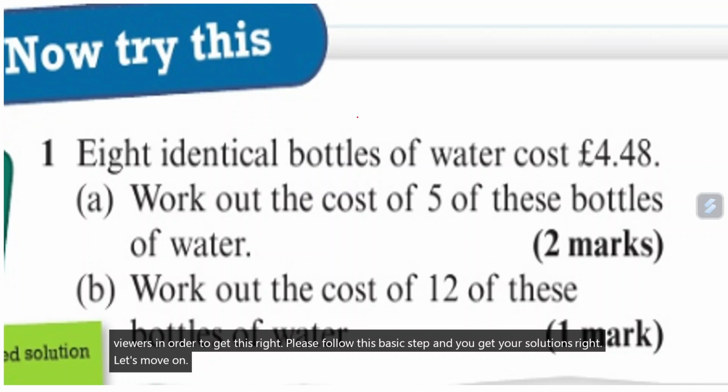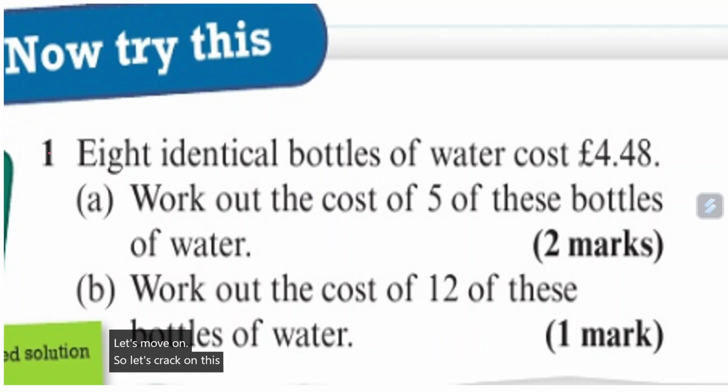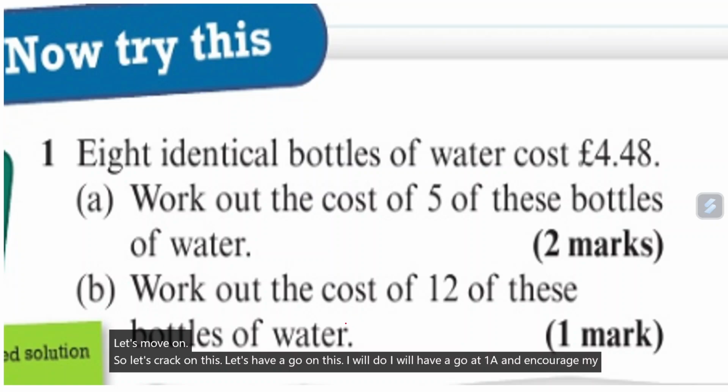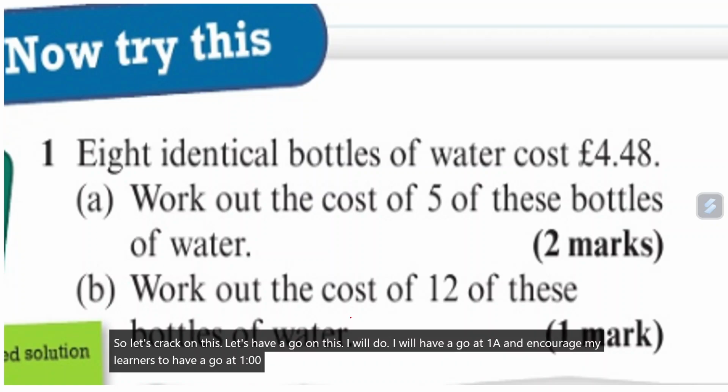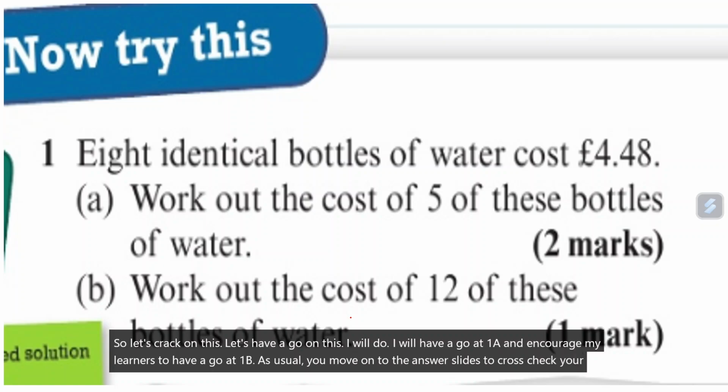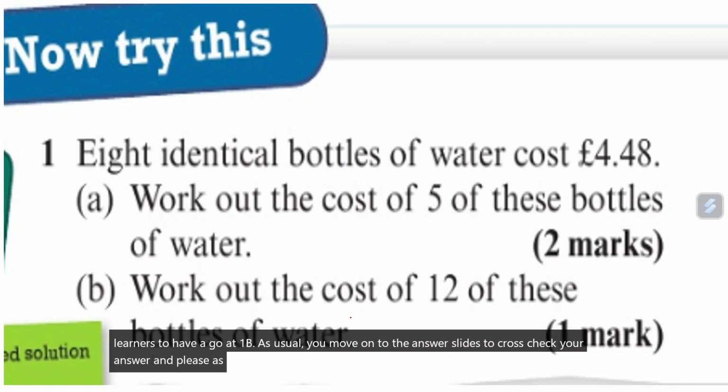So let's crack on with this. Let's have a go. I will have a go at 1A and encourage my learners to have a go at 1B. As usual, you move on to the answer slides to cross-check your answer. And please, as mentioned in the previous sessions, do that honestly.